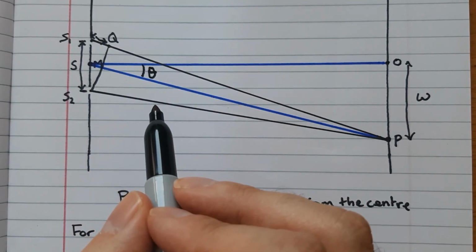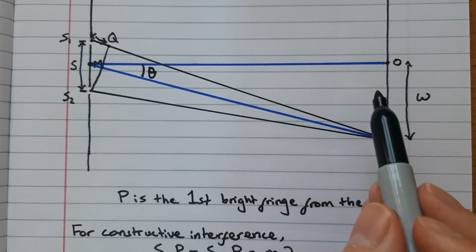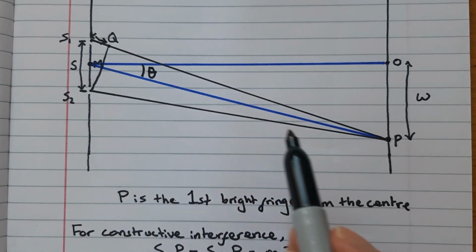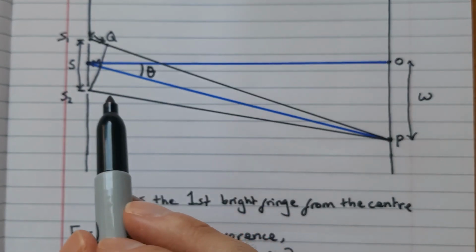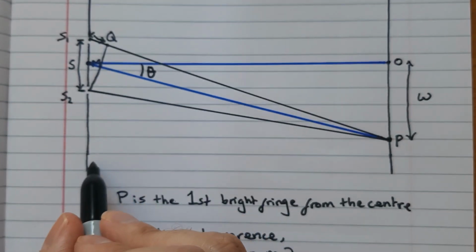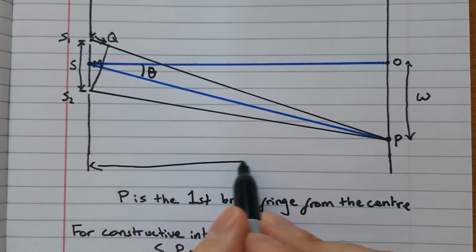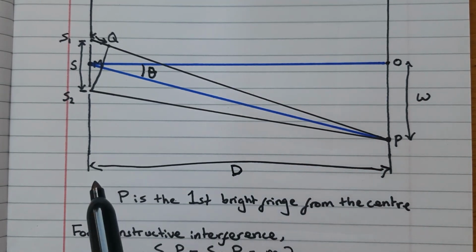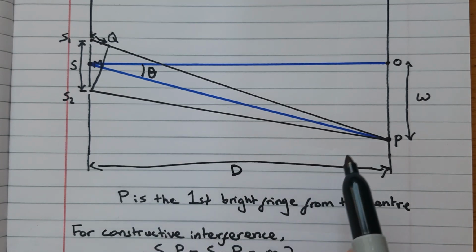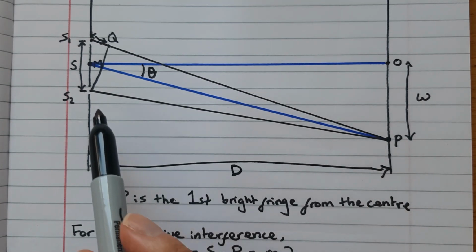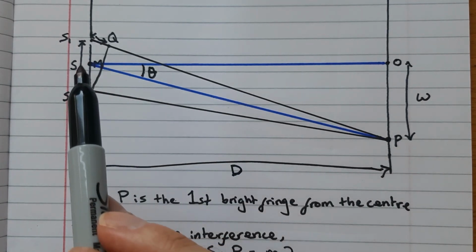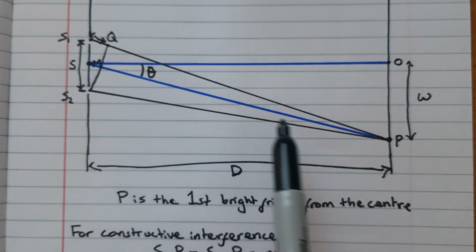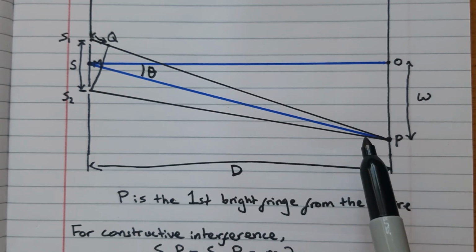That's the angle between the horizontal and a ray from the screen to the slits. Now, because I'm saying that the distance capital D is very big compared to the distance w, all three of these lines, S1 to P, M to P, and S2 to P, are all parallel to each other.